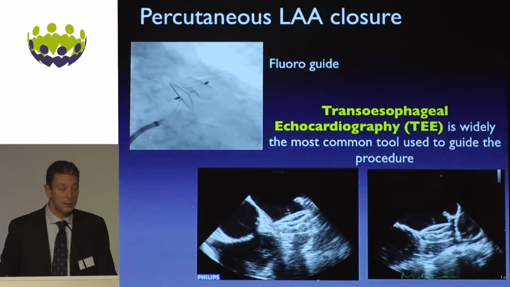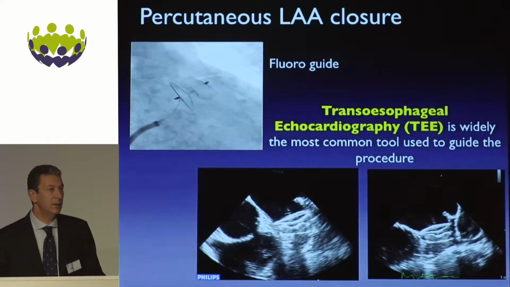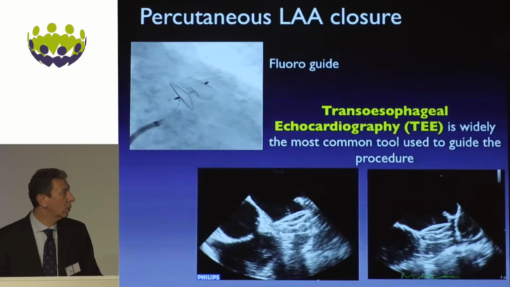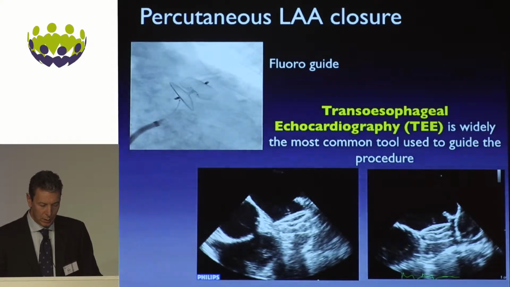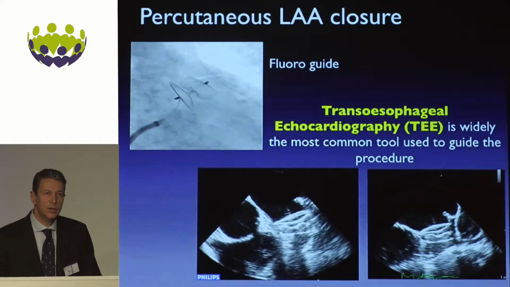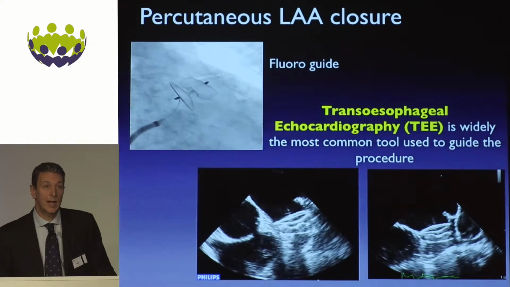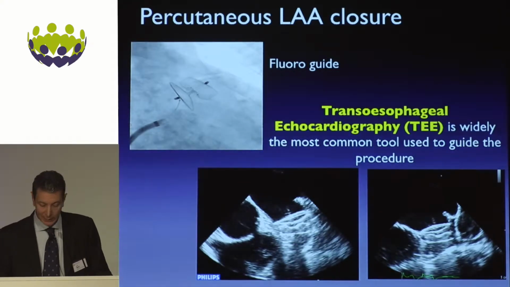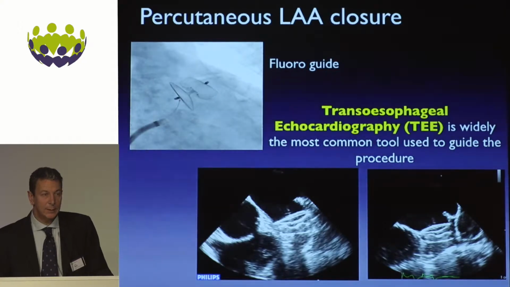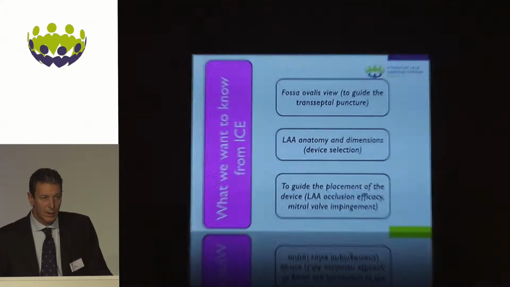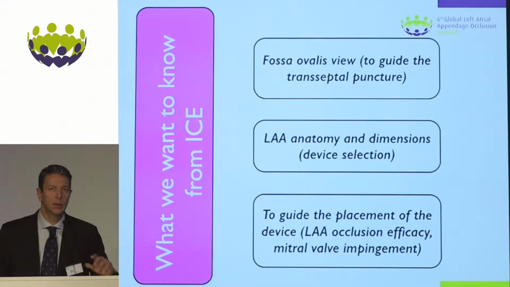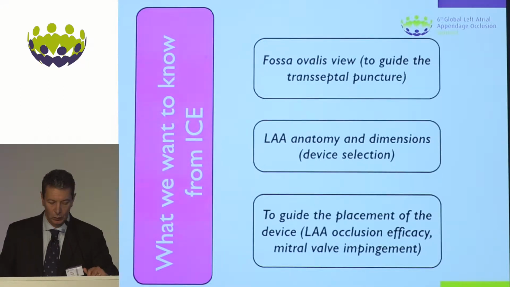The transesophageal echocardiography is, of course, widely the most common tool used for guiding the procedure, but it needs general anesthesia and is more uncomfortable for the patient, and it requires more time in the cath lab. And the ICE is, in my opinion, a good alternative to the use of the TEE.